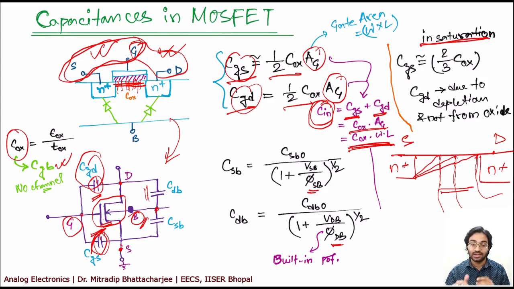Okay, if you start considering everything in the modeling, it will become so difficult to solve these things that a lot of unnecessary calculation will come in, which probably is not that much required. So what people found is, if you take C in is equal to Cox into WL, it's sufficient. But you should know that in saturation, because of this effect, most of the capacitance appear towards source side. Okay, so I hope this part is visible to you.